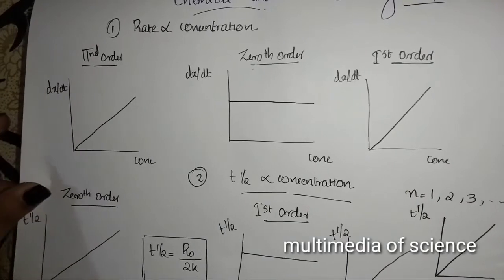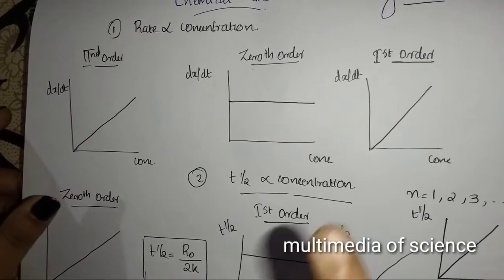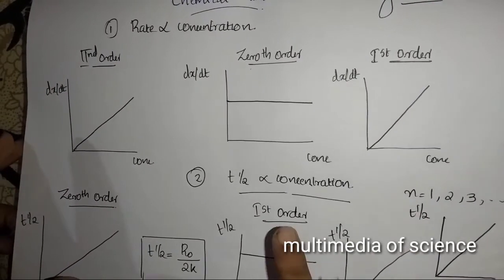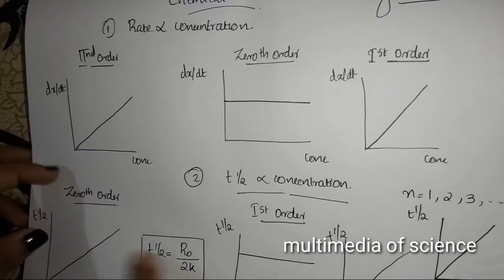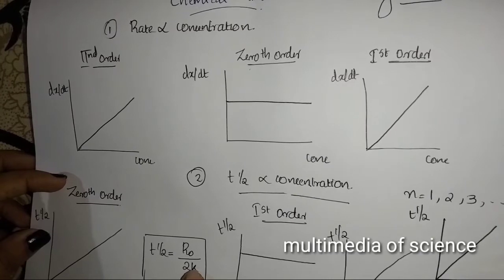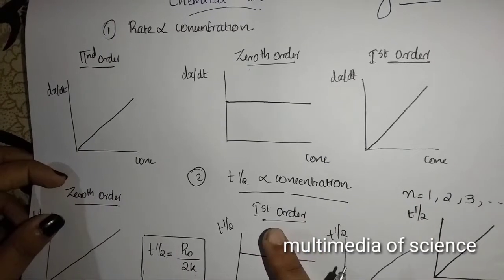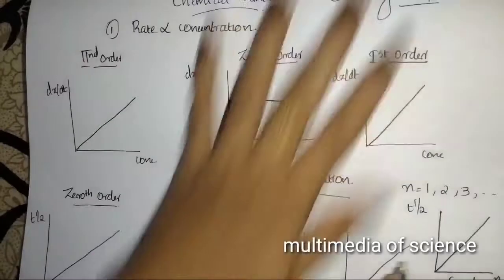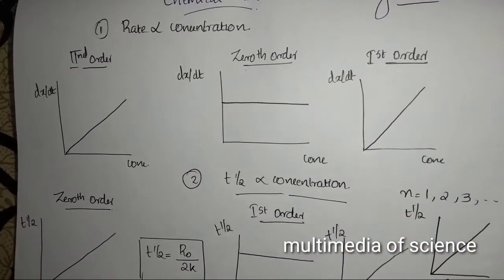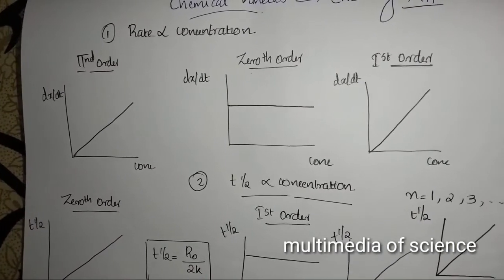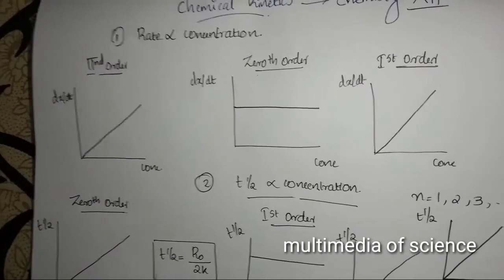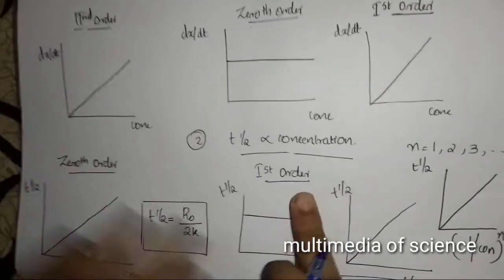Clear? Next is the equation connecting T half and K for the first order reaction. I already discussed the equation for the zeroth order reaction: T half is equal to R0 by 2K. Next is the first order reaction, the T half and K relation. What is that? T half is equal to 0.693 divided by K. This is the relation for T half and K in the first order reaction.